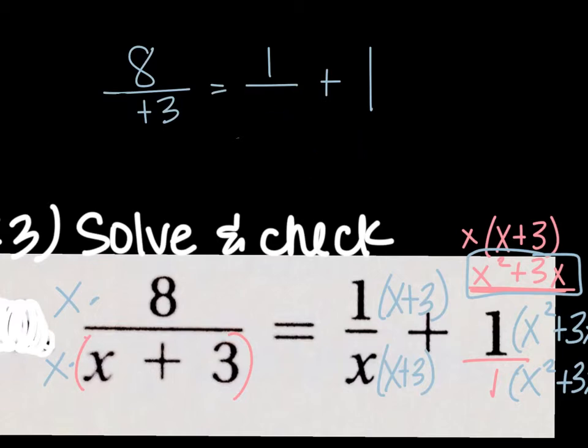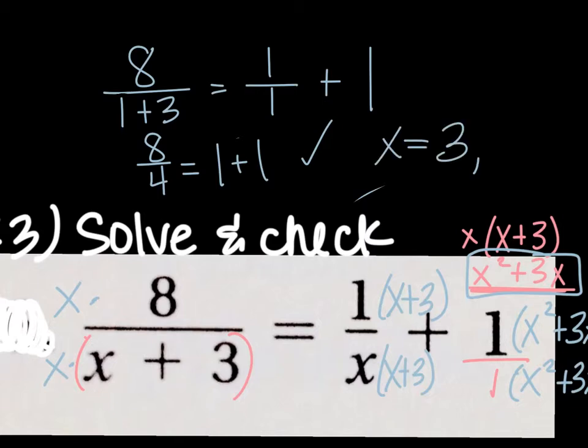Now, if I plug in the 1, I get 8 over 1 plus 3 equals 1 over 1 plus 1. So 8/4 equals 1 plus 1. Well, 8/4 is 2, so 1 plus 1 equals 2. That's true. So x does equal 3 and 1.